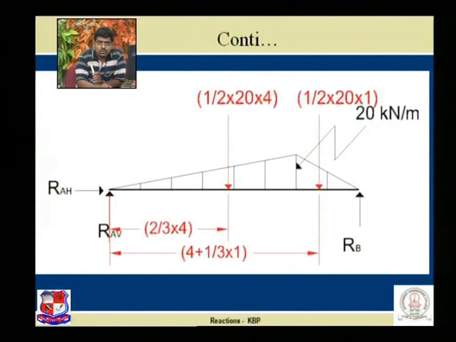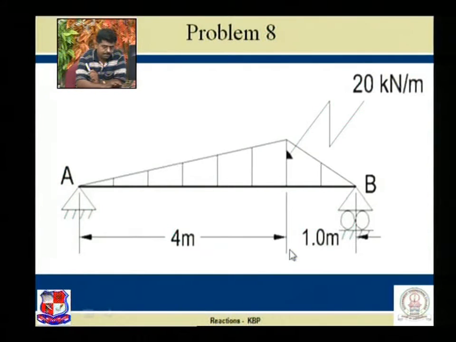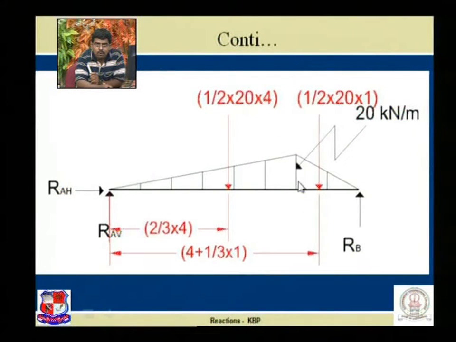This red color shows the converted equivalent point loads. 20 kilonewton per meter. This is the first triangle. Equivalent point load half into 20 into 4, that is the area of the triangle, acting at the CG. The CG distance is 2/3 of 4. This is another triangle. Equivalent point load half into 20 into 1. This length, see the previous figure, is 1 meter. The distance from here to here is 1/3 into 1 plus 4.